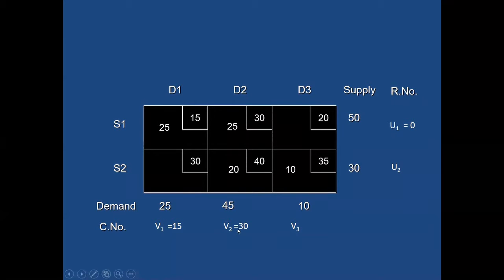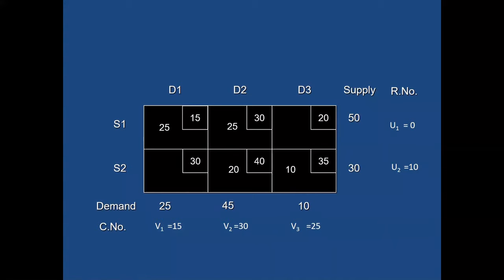What we do now is, because we have got the value of V2 and we have an occupied cell in S2D2, I can find out the value of U2. So U2 plus V2 should give me 40. So U2 is 10. Clear? And now using U2, I have an occupied cell here S2D3. I can find out the value of V3, which will be 35 minus 10. That gives me 25. I hope this is clear, everyone.